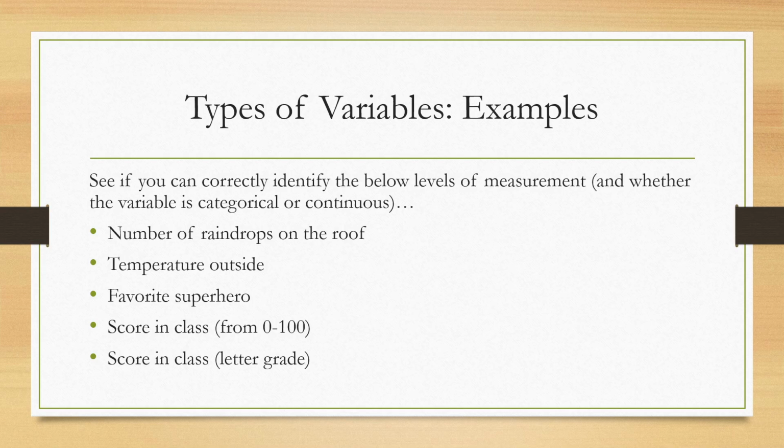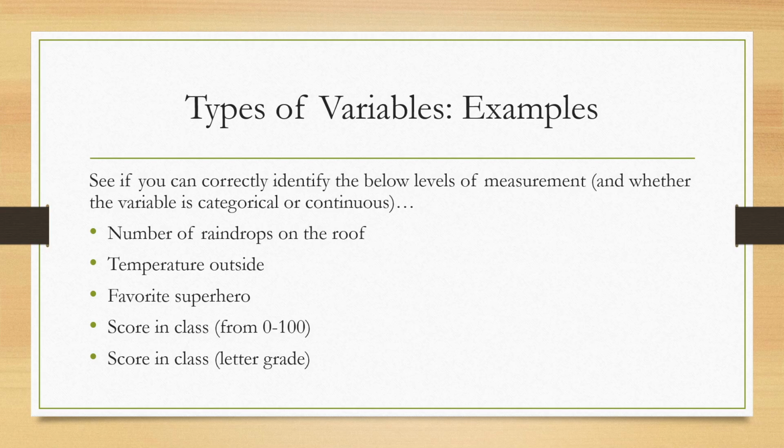Score in class from 0 to 100. Well, we would consider that probably to be ratio. You know the scale. It's got a 0 in it. So that would be a ratio metric, and we would treat that as continuous.